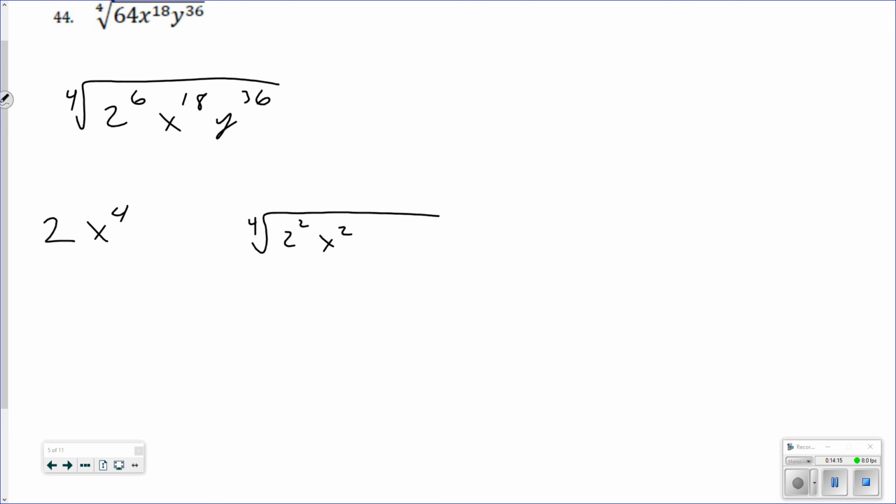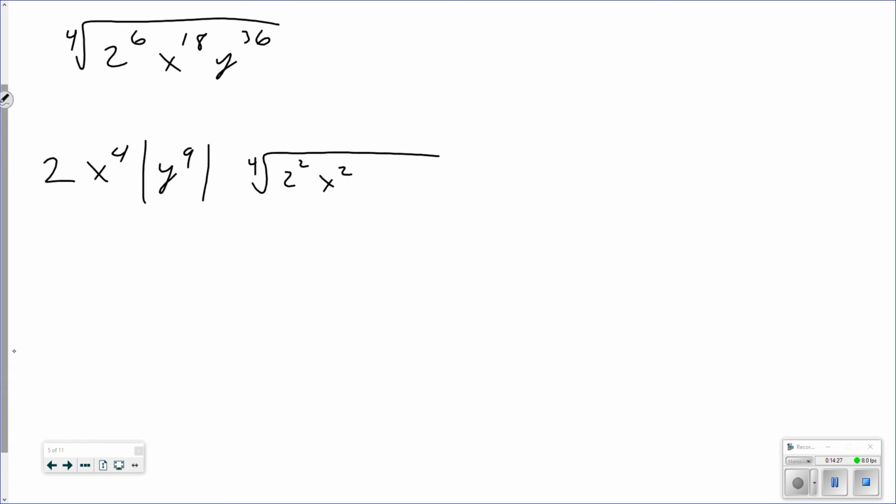And y to the 36, that just gives you 9. Y to the 9th power. And since for this y, you went from an even exponent to an odd one, that y needs absolute values. Everyone with me so far? Good.